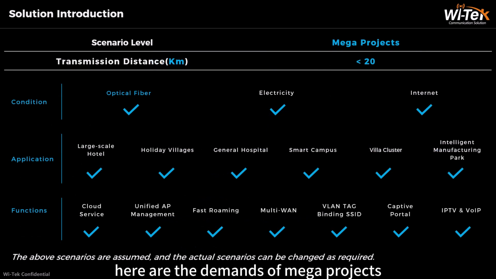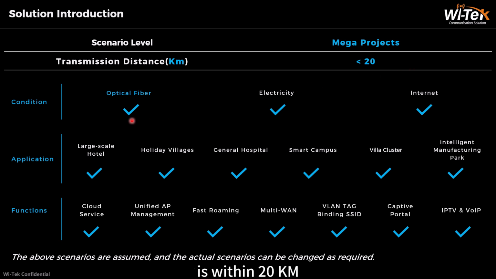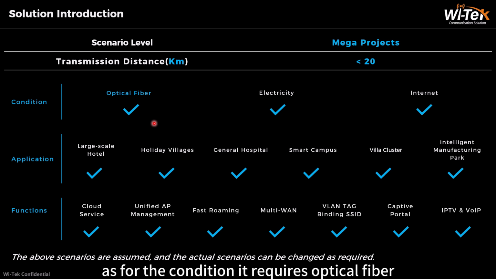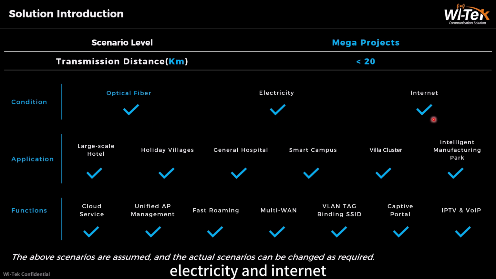Here are the demands of mega projects. The transmission distance of mega projects is within 20 kilometers. As for the condition, it requires optical fiber, electricity, and internet.